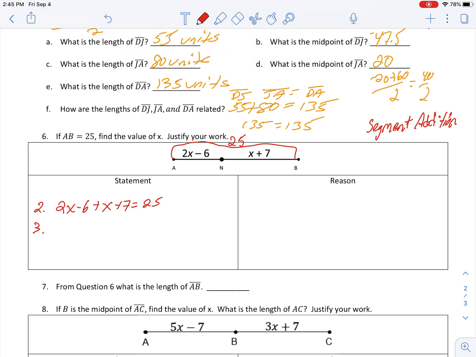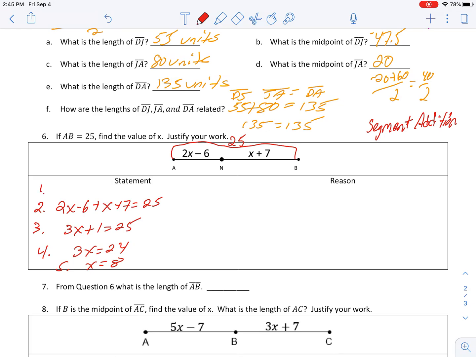So step 3, we go about combining like terms. So we have 3x plus 1 equals 25. We subtract 1, we get 3x equals 24. And then step 5, we get x to be 8. Now, I have no doubt you could set it up to solve for x. But there's more to this problem than just solving for x. What I want to do here is justify my reasoning.